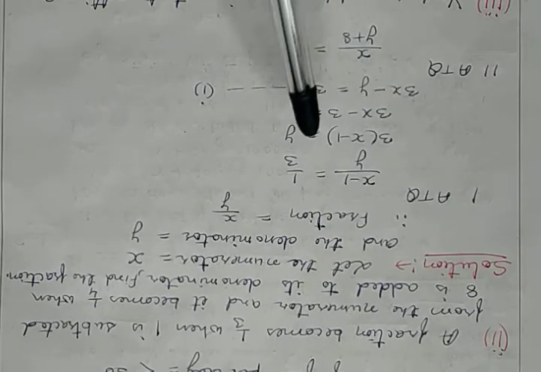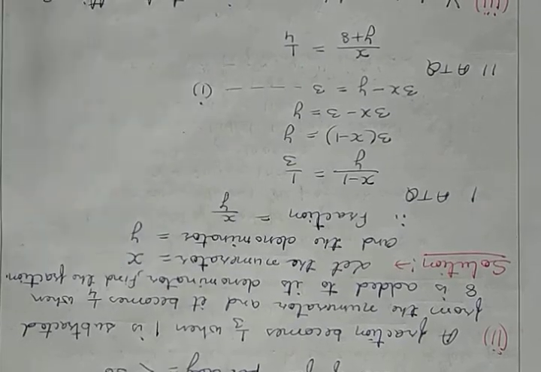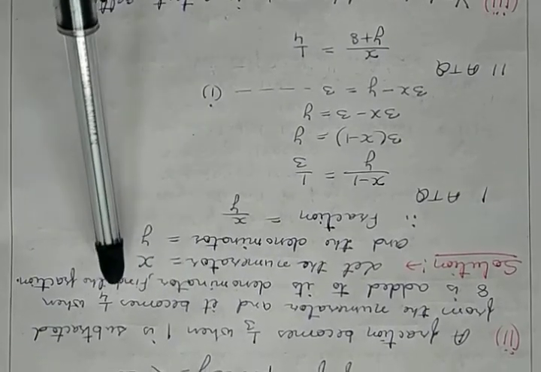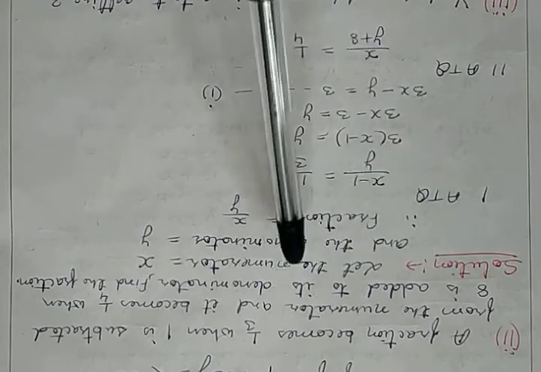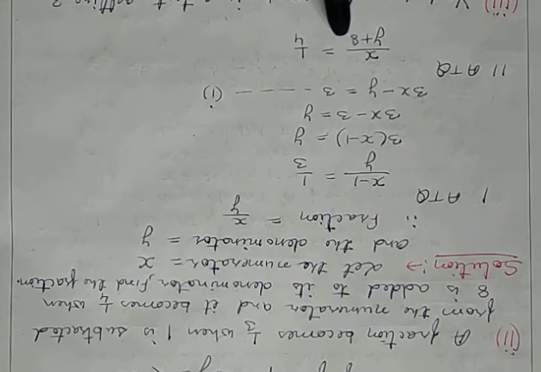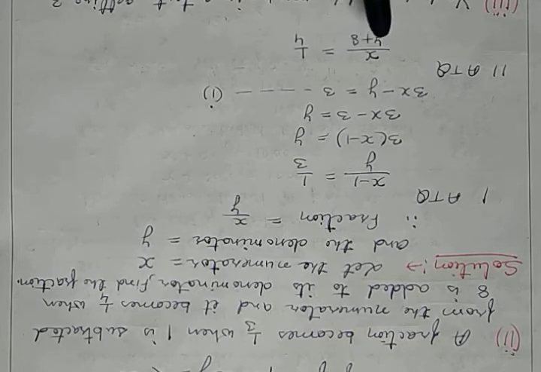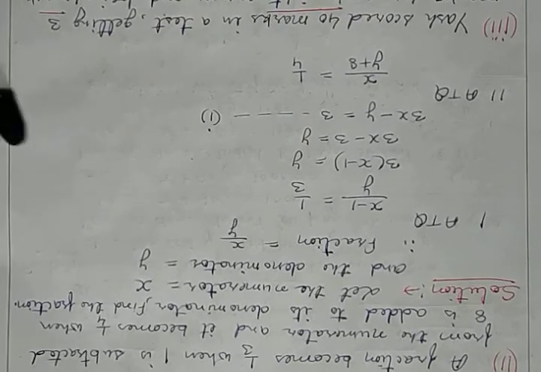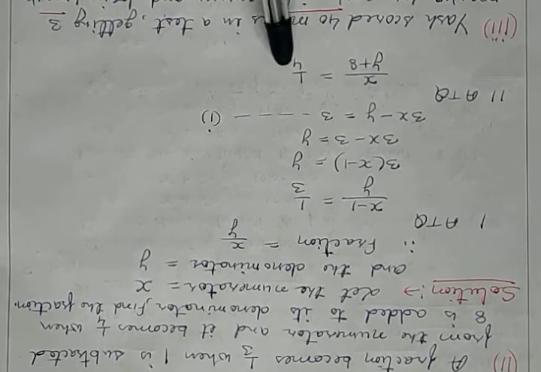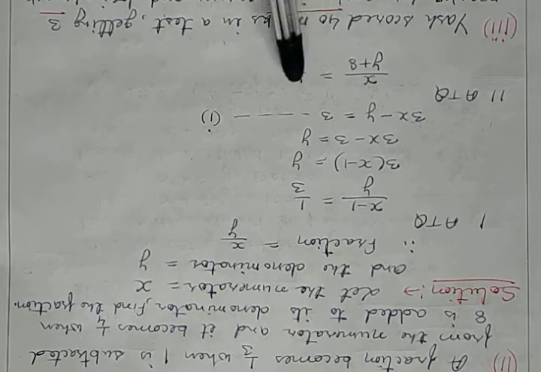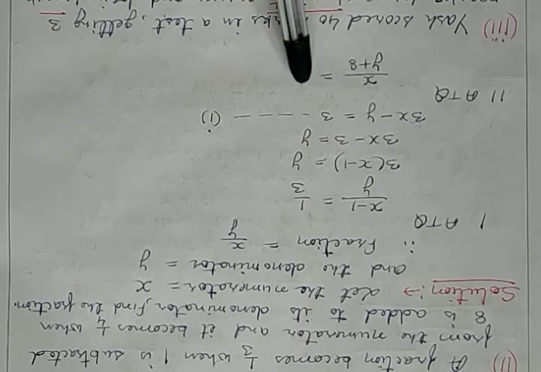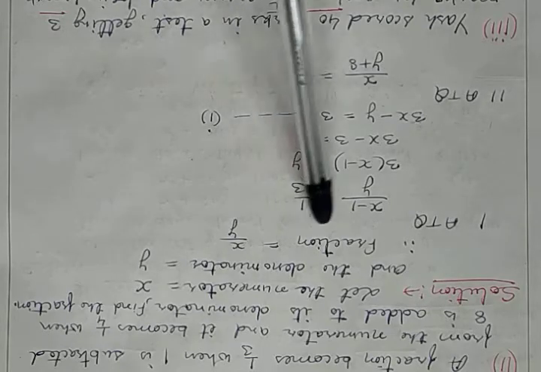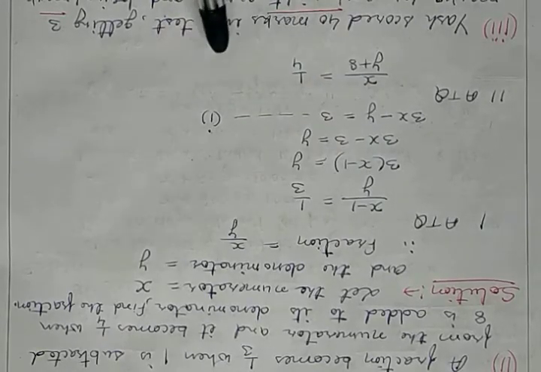Second part. What is in the second part? The second part says that it becomes 1/4 when 8 is added to its denominator. You are adding 8 to the denominator. Numerator x as it is, denominator y plus 8, it becomes 1/4. Got it? Now cross multiply. 4 into x, 4x is equal to y plus 8. You will solve in this manner and will get equation number 2.